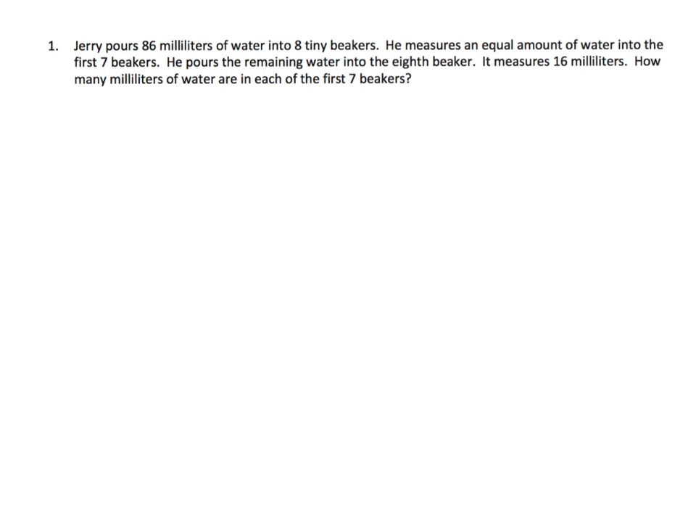So we've got Jerry, and Jerry pours 86 millimeters of water into 8 tiny beakers, and he measures an equal amount into the first 7 beakers, and then he pours the remaining water into that 8th beaker, and there is 16 millimeters in that last 8th beaker. The question is, how many millimeters of water are in each of the first 7 beakers?